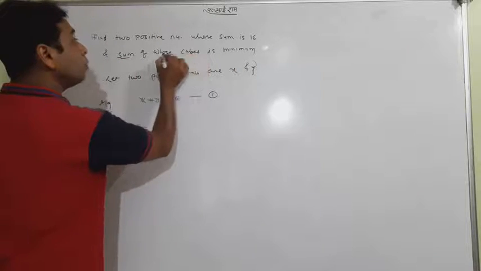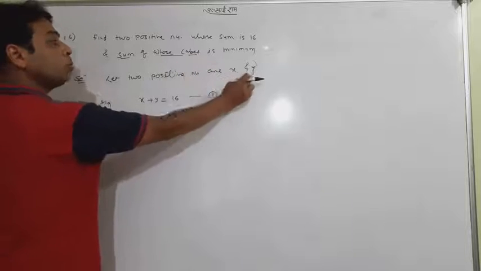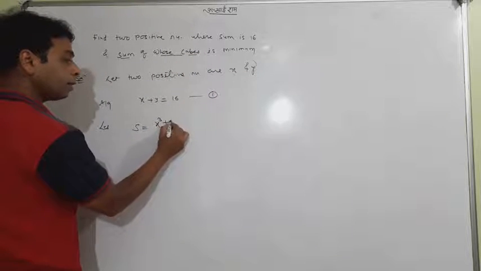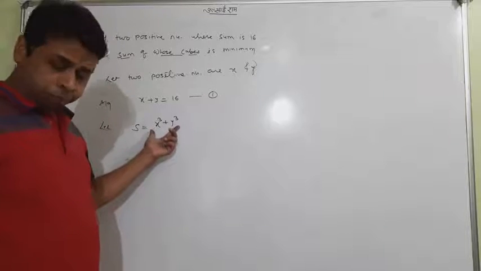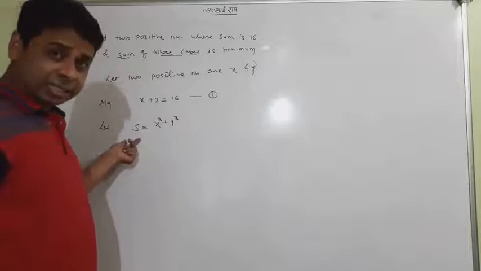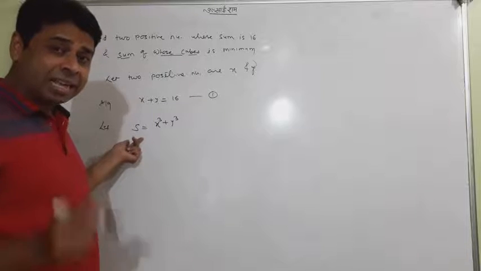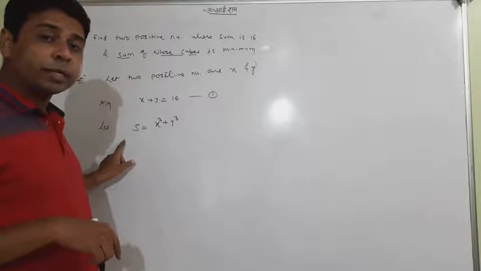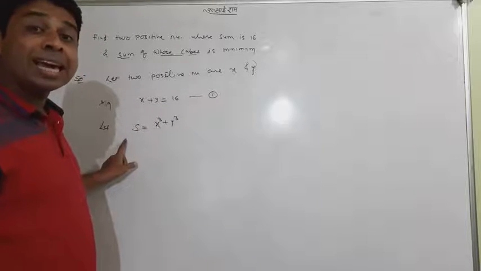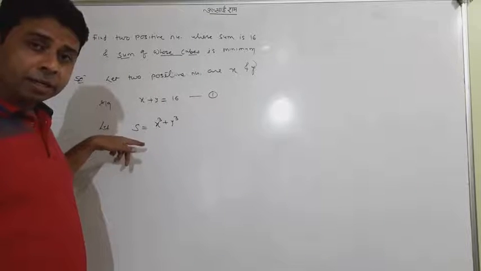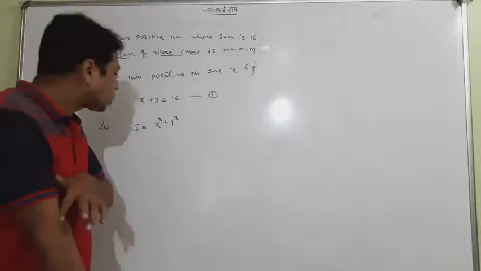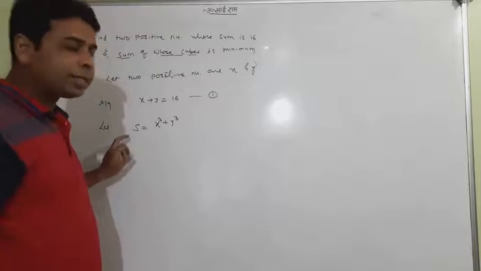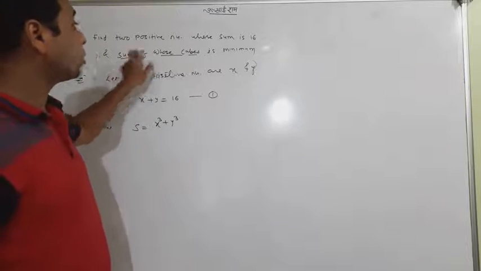of their cubes, sum of whose cubes meaning x cube and y cube, I label it S. I give it the name S. S is sum. You also can take some other symbol like A for addition. You can also take A here, no matter at all. So I gave the name x cube plus y cube is equal to S, and now we want to show that the sum S should be minimum.